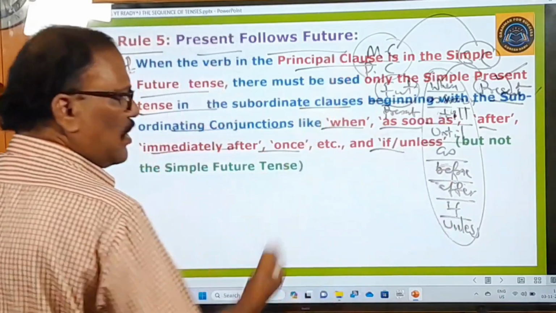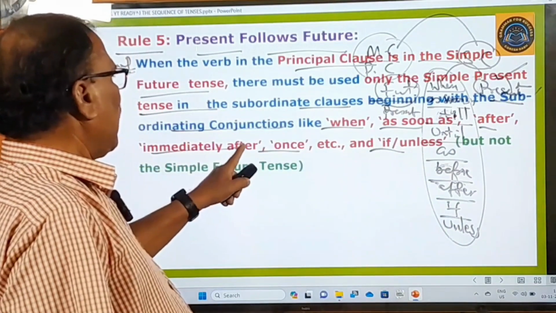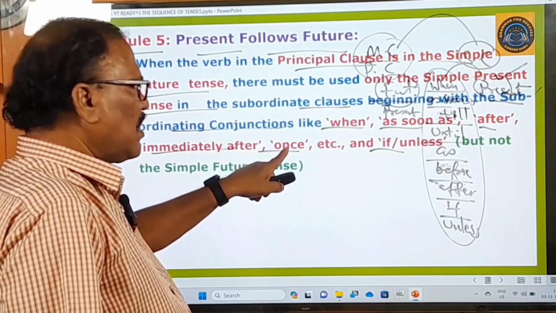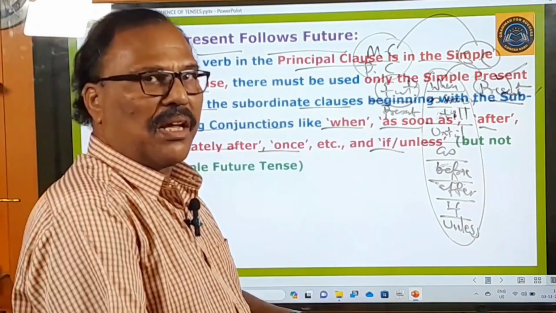I have given other conjunctions also. Please keep these conjunctions in your mind. Extra conjunctions: immediately after, once. So these are very, very important. Once again, I will read out these conjunctions for you.